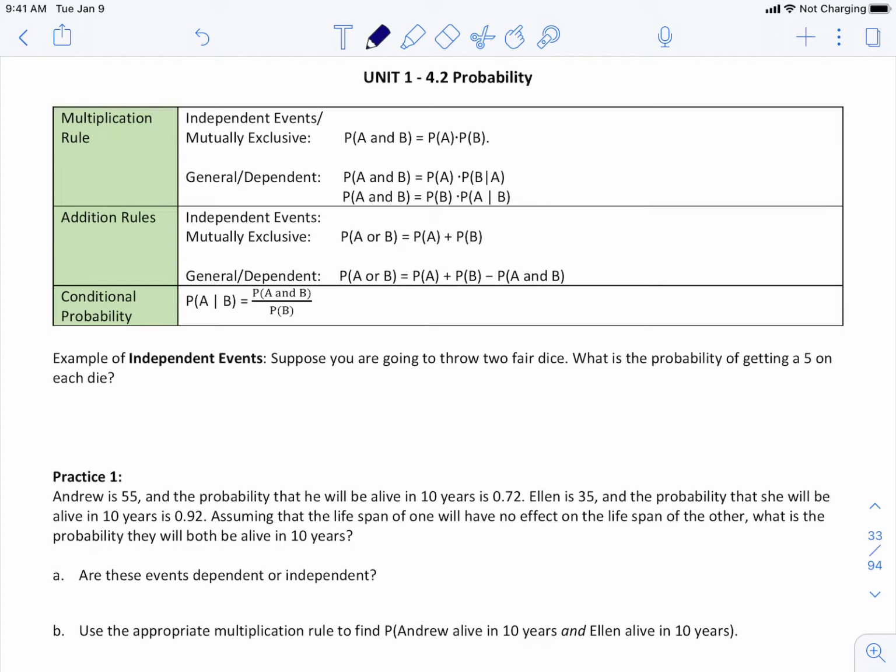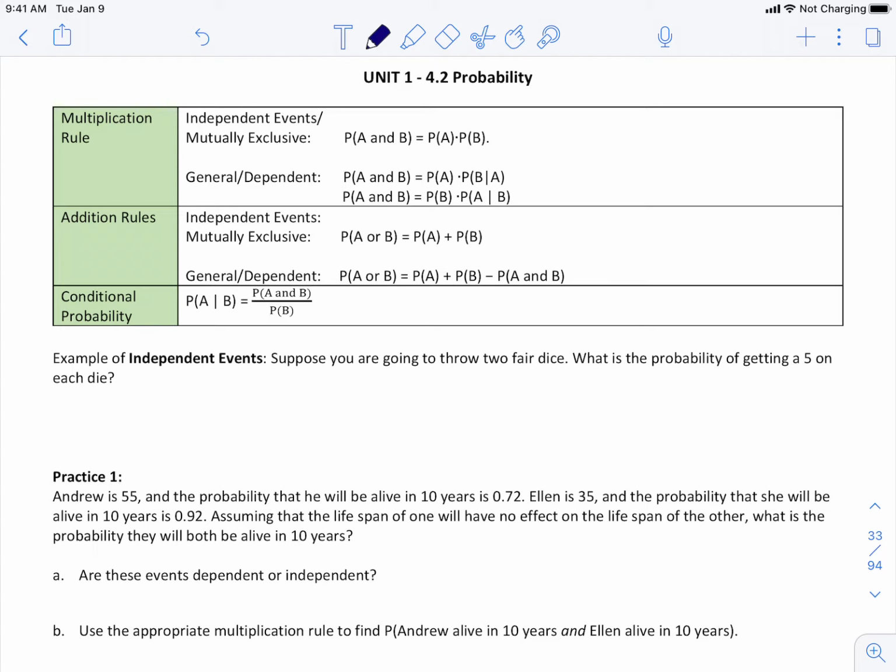The addition rule says if you have independent or mutually exclusive events, then probability of A or B is the probability of A plus the probability of B. In general, if you have dependent events, probability of A or B is the probability of A plus the probability of B minus the probability of A and B.